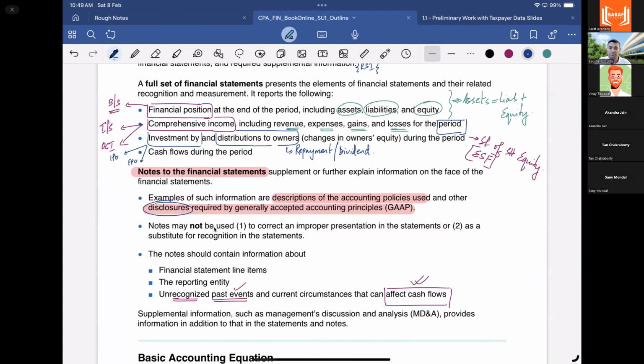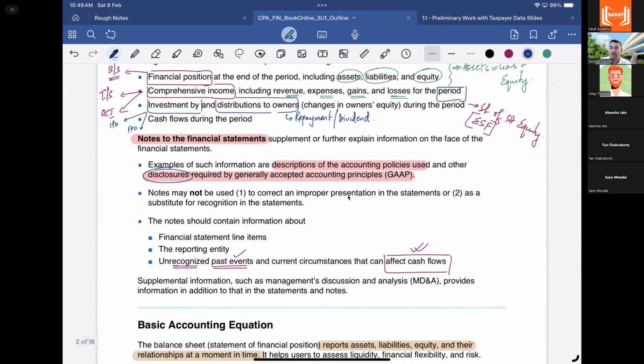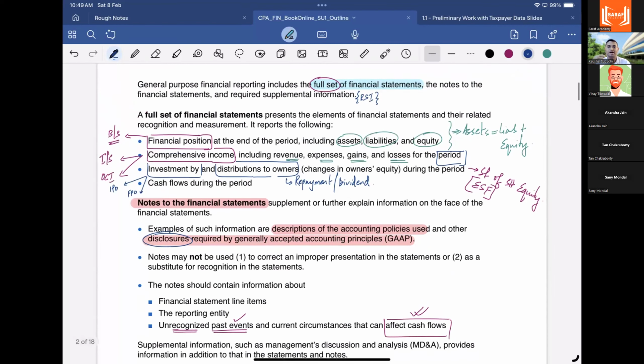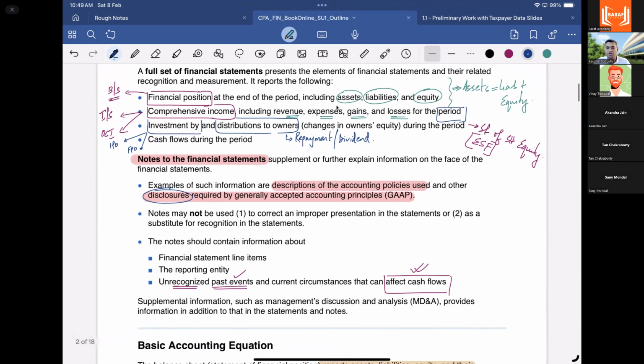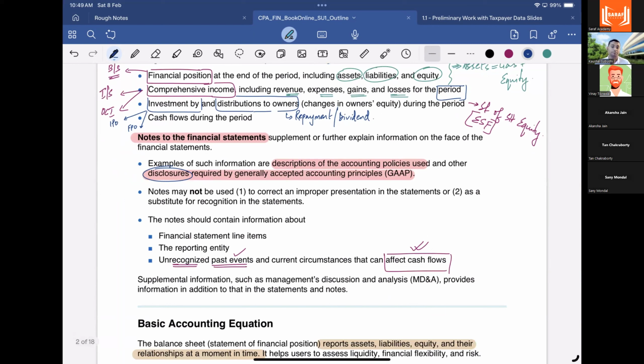So notes may not be used to correct an improper presentation or as a substitute for recognition. So yeah, that's again, it's just a supplementary item. That's why you call it required supplementary information. यहाँ पे, मैंने RSI लिखा हुआ है यहाँ पे. RSI का मतलब है supplemental information. You just supplement, you're just adding a few more extra information which may not be useful to everyone, but in some way or the other people still use it, right? So the note should contain, let's say, information about the financial statement line items. We'll be talking about the line items in a moment.